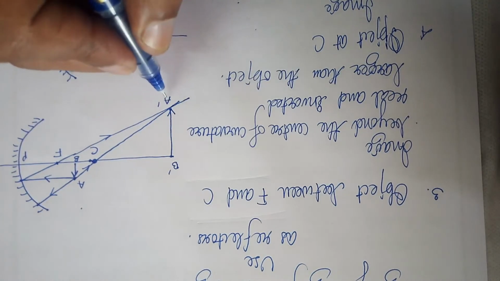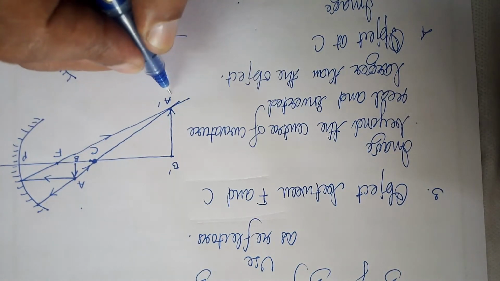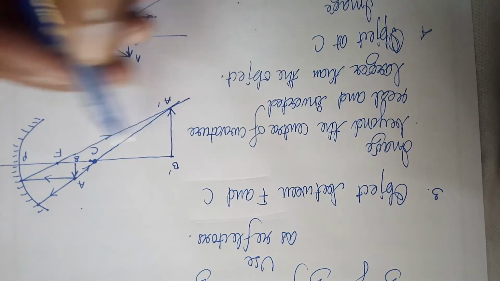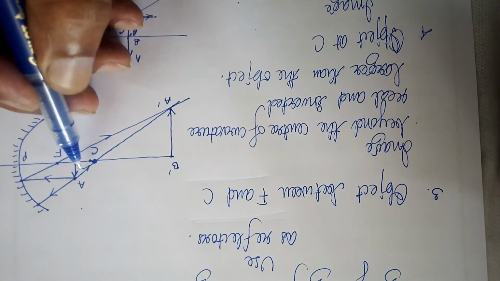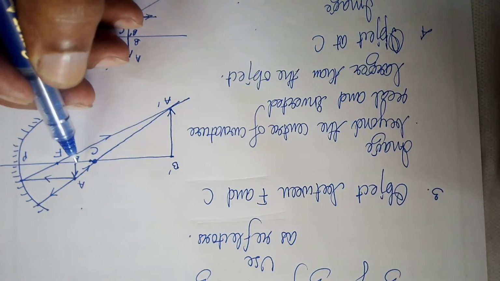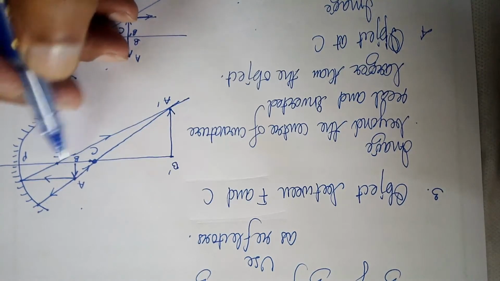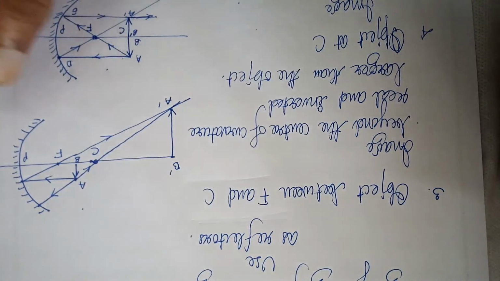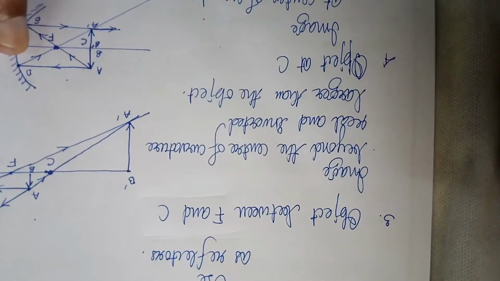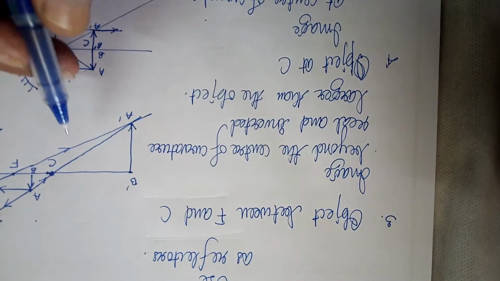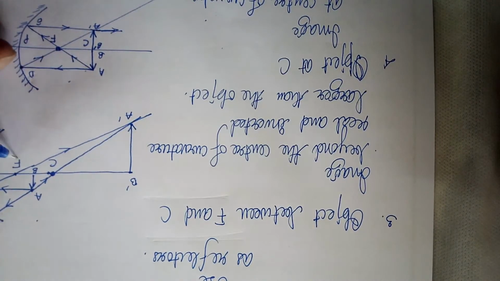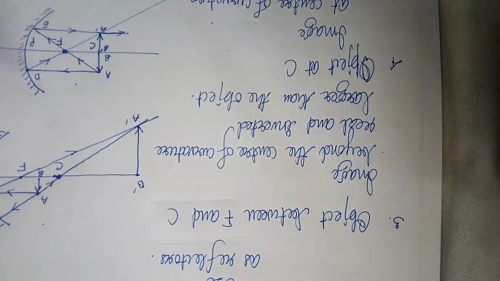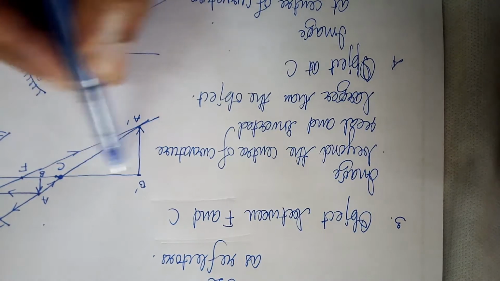And when it intersects at a point A dash here, and when we extend this figure, passing the ray of light from each and every point of this object, then we will get A dash B dash, which is an inverted one. So the image formed when an object is kept between the focus and the center of curvature of a concave mirror is formed beyond the center of curvature.